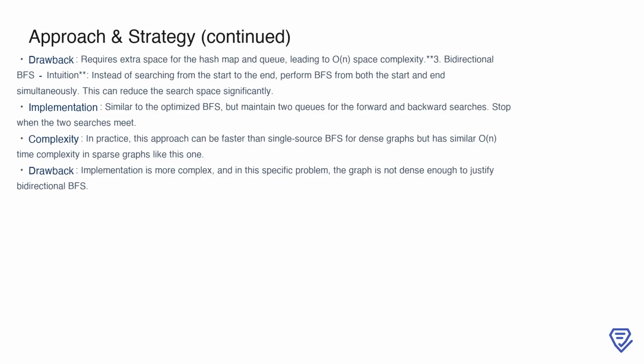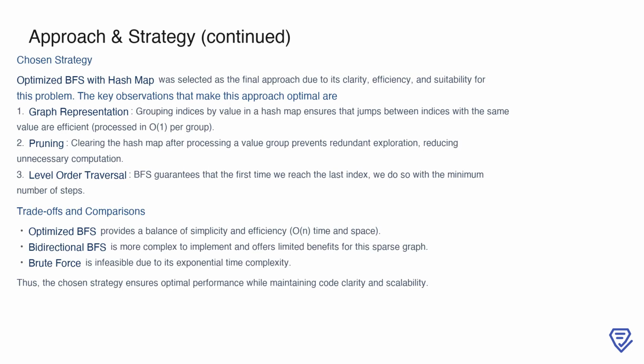While bidirectional BFS can be faster than single-source BFS for dense graphs, its benefits are limited in sparse graphs like this one. Additionally, the implementation is more complex, requiring careful synchronization of the two searches. As a result, while this approach is theoretically appealing, it may not offer practical advantages for this specific problem. Ultimately, the optimized BFS with a hash map was chosen as the final strategy due to its combination of simplicity, efficiency, and suitability for this problem.